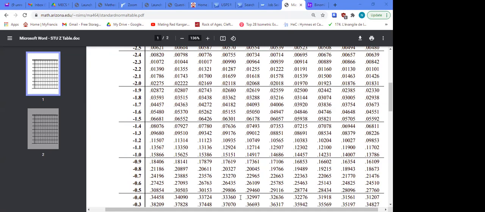Calculator, you go to second function, distribution, just like we did for binomial. Second function, distribution. You will choose the second one, normal CDF.